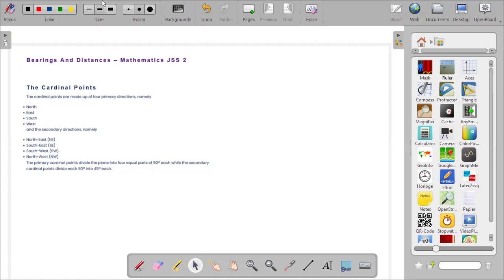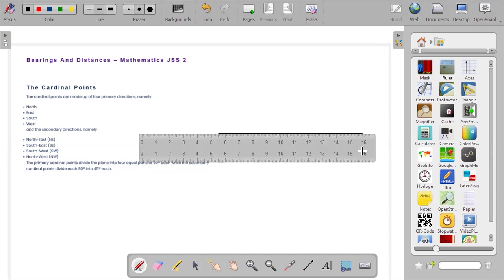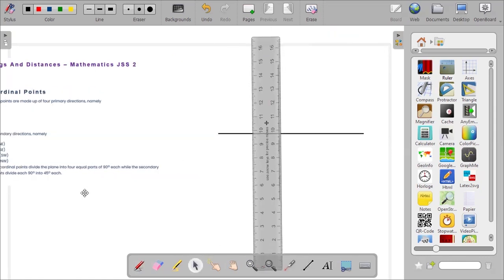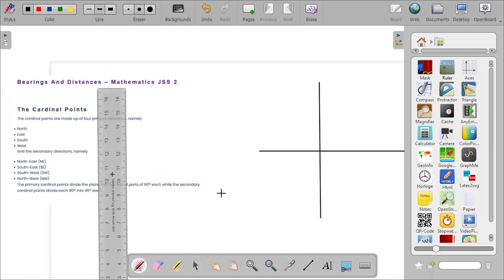The cardinal points are made up of four primary directions. That is, the plane is divided into four quadrants. These quadrants are formed by the intersection of two perpendicular lines. When we have two lines perpendicular to each other, these two lines intersect to form four quadrants. The vertical line points to two directions, the northern direction and the southern direction, or North Pole and South Pole, while the horizontal line also points two directions, west and east.